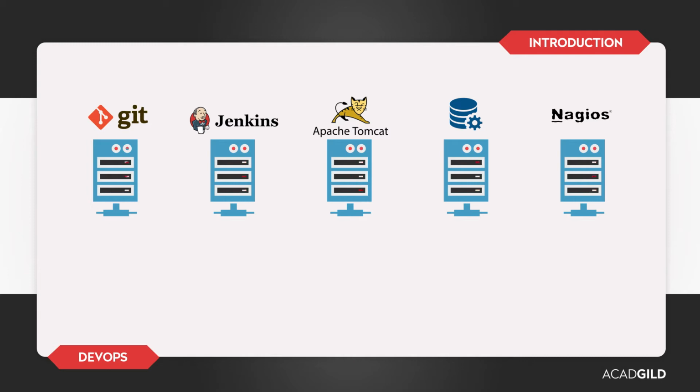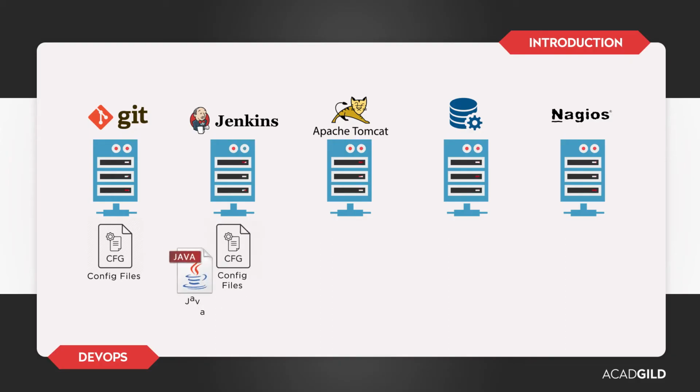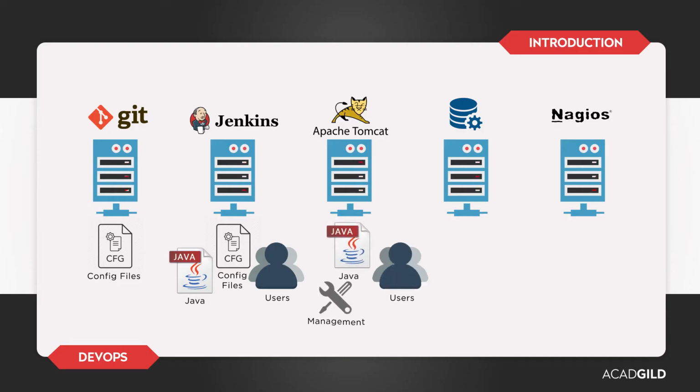Now, in order for these applications to work effectively and serve the users right, we need to not only install the applications, but also their correct configurations on the servers. For instance, we might have to create some config files for Git. In case of Jenkins, we'll need to install some config files along with tools like Java, which are required for Jenkins. Additionally, we may also have to create some users for Jenkins. Similarly, Tomcat requires Java, users, and some management. Database and Nagios would also have its own requirements.